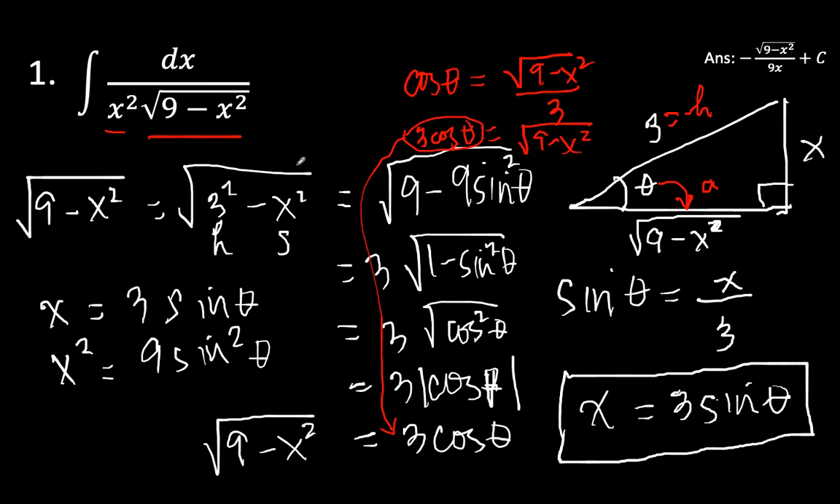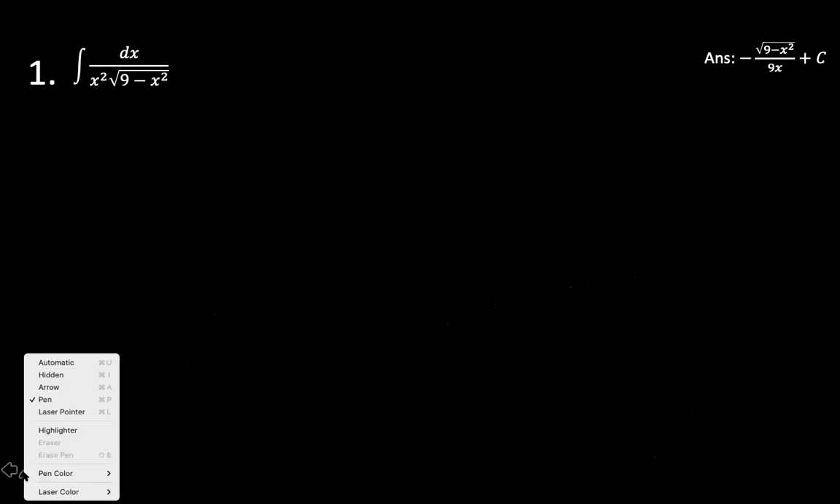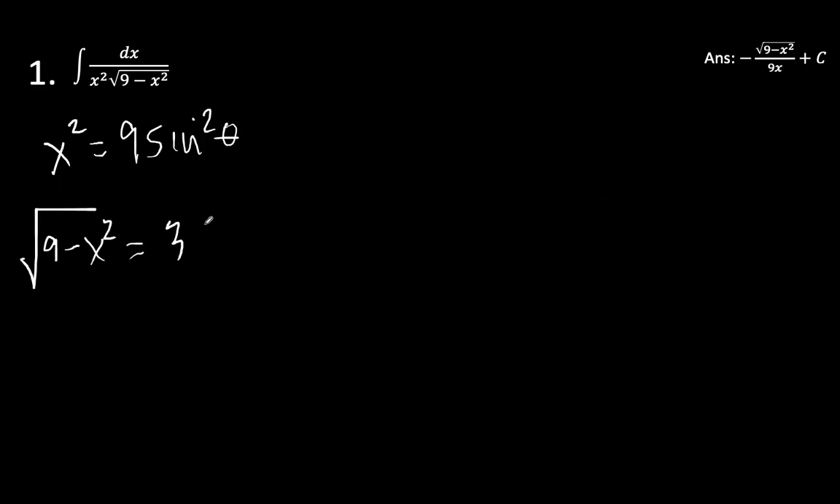Okay, so let's move on. Again, I'm going to copy the expressions that we already found on the previous slide. So x squared is equal to 9 sine squared theta, all right? And the square root of 9 minus x squared is equal to 3 cosine theta, if I'm not mistaken. Let's double check.